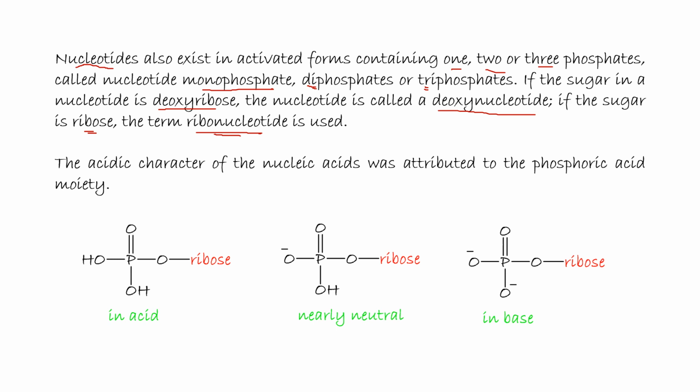The acidic character of the nucleic acid was attributed to the phosphoric acid moiety. So we have the sugar and the phosphate. In acidic media, we have these OHs protonated. In nearly neutral medium, we have the monoanion. In basic media, we have the dianion.